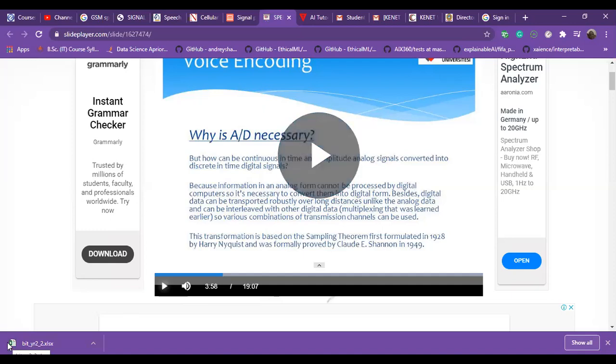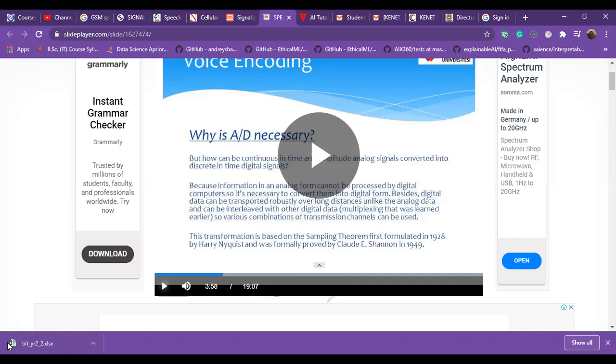And I believe in multimedia, we have something we call the Nyquist sampling theorem. The Nyquist sampling theorem is basically the one which is used for converting analog to digital signals, not only in speech, but also in data. Remember, in networking, data inside the computer is digital. When it's traveling through the UTP cables and the STP cables, it is in analog.